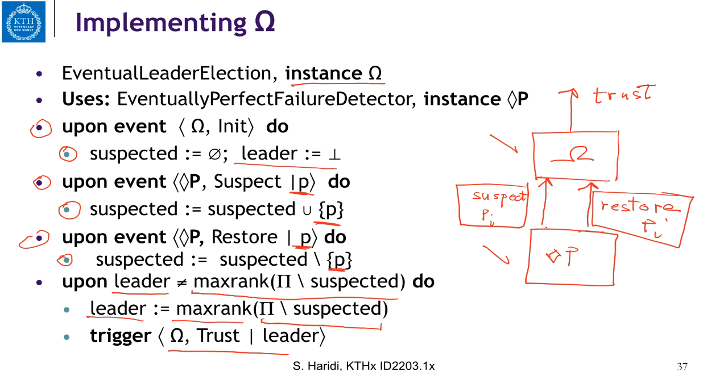So this is the algorithm. And as we said, eventually all the suspicions will be correct, and we are left only with alive processes, and the max rank function will pick the one with the highest rank.